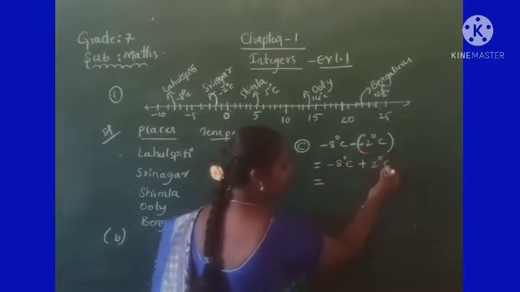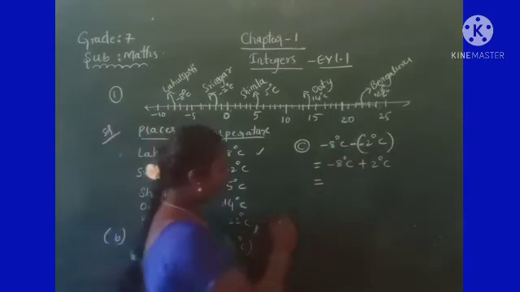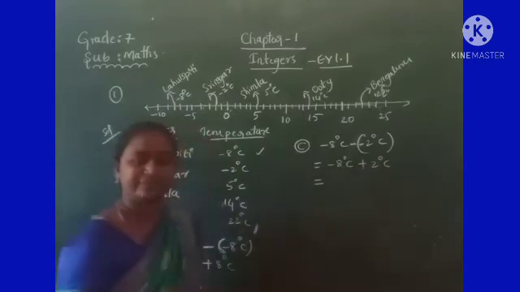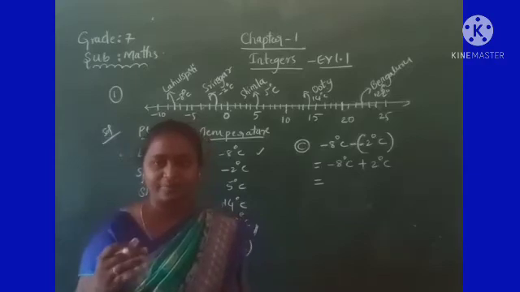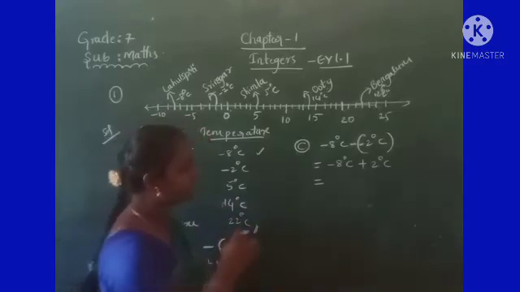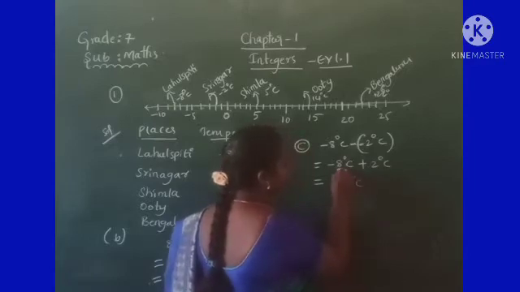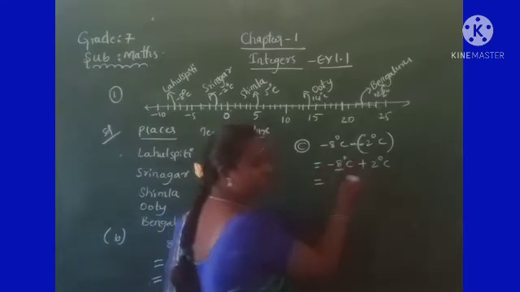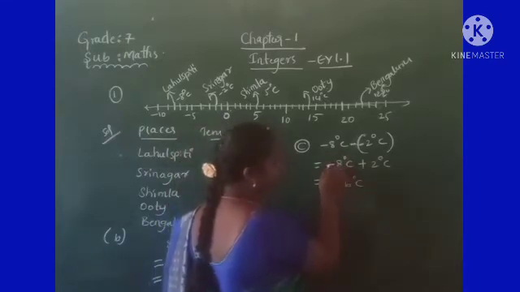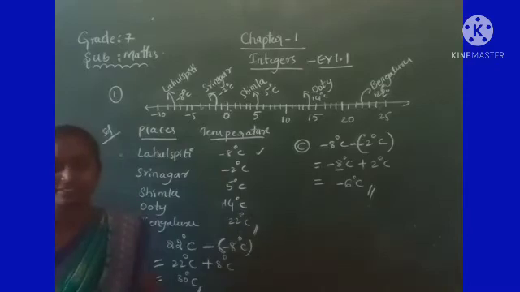Minus 8 plus 2. So here you have to do what I said in the previous class. If one is a positive and one is a negative integer, first you should do the subtraction, and whichever integer is greater, that integer's sign you have to give to the obtained integer. Here minus 8 plus 2 means you have to subtract first, that is 6 degrees Celsius. The 8 is greater, and it has a negative sign, so you should give the minus to that 6 degrees Celsius. Is it clear?